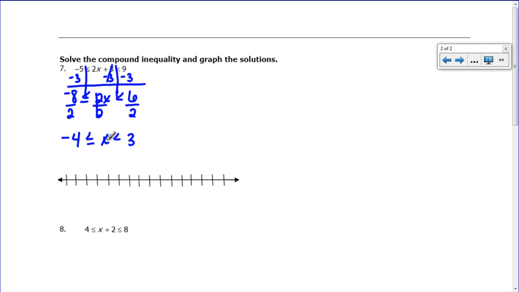And so x is every number between -4 and +3. Now the -4 has the or equal to, so I get to color that circle in. The 3 though does not, so you leave it open, and then you just connect it because it's every number in between, because the x is in between them. It's in the middle.